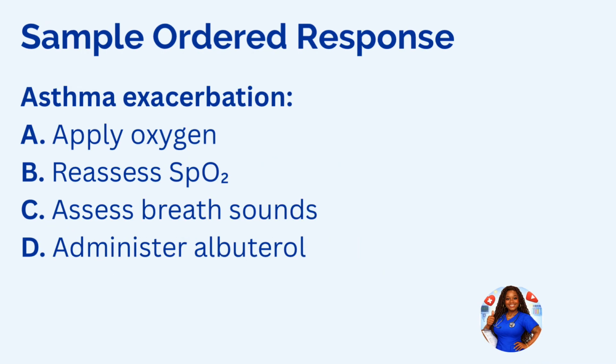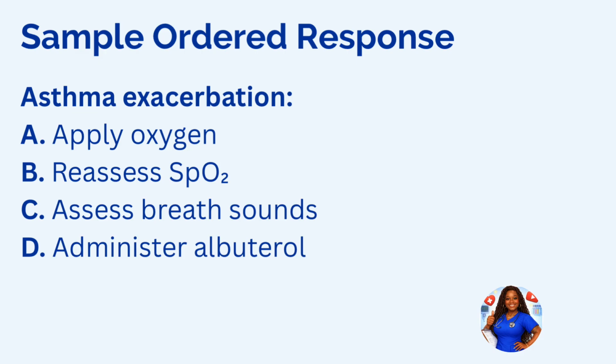Let's break down this ordered response question. This question is testing one thing. Can you think like a nurse in sequence? You're given an asthma exacerbation scenario with 4 actions. Apply oxygen, reassess SpO2, assess breath sounds, administer albuterol. Now here's where students panic. They know all 4 are correct, but what comes first? NCLEX is asking you to prioritize using the nursing process and ABCs. So let's walk through it.